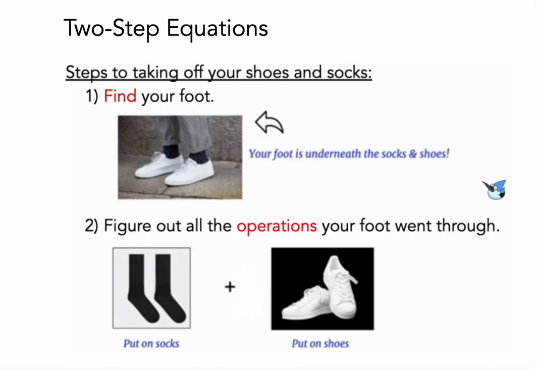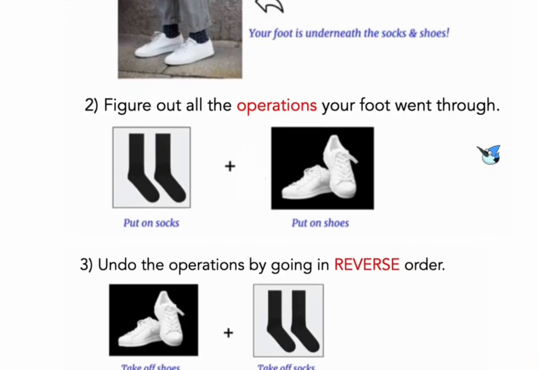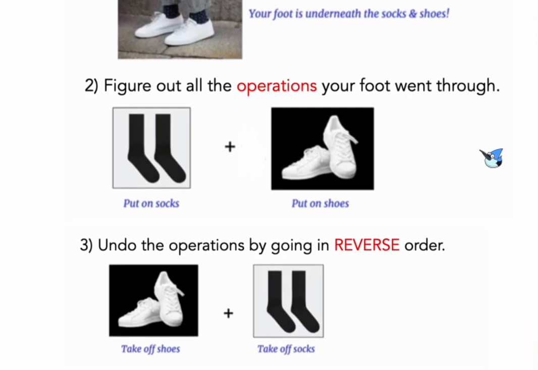Now you do have to kind of think back and think to yourself, well, if I'm taking off my shoes and socks, I have to think back at what I did when I was putting on my shoes and socks. Well, first I put on my socks and then I put my shoes over it. So if I'm now going to take off my shoes and socks, I have to go in reverse order. I'm not going to be able to take off my socks first, even though that was the first thing I did, right? Because my shoes are covering them.